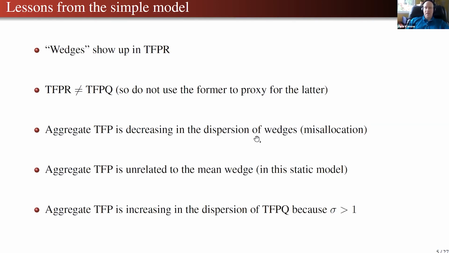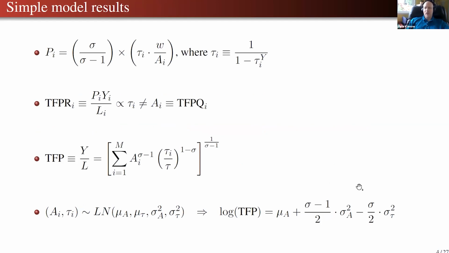Aggregate TFP is decreasing in the dispersion of these wedges. That's misallocation. And if you just look at it this way, you can imagine a data set where you had a measure of this variance and you had an estimate of this elasticity, and you could get an aggregate productivity loss. And when I show you some data, I'm going to argue this number can be quite big.